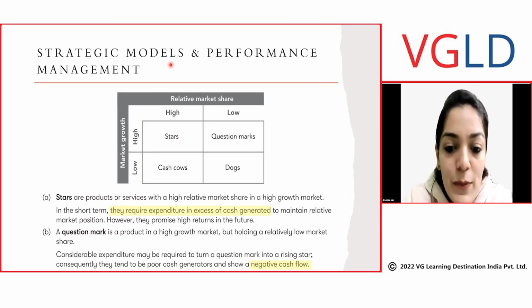It will keep on generating the cash, and that cash will be used for the other products. So ma'am, which is the best category, cash cow or star? For which one are you asking, Tanya?